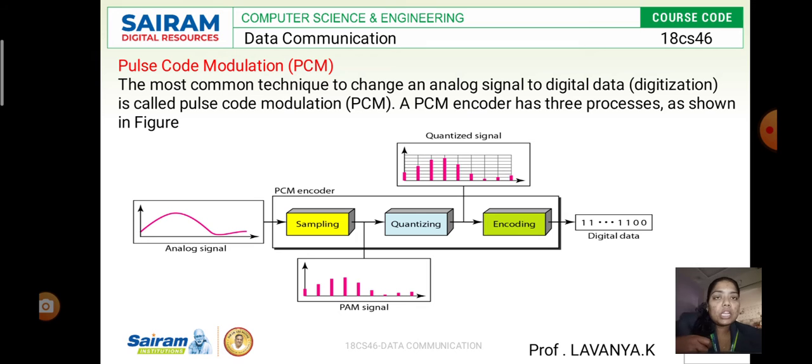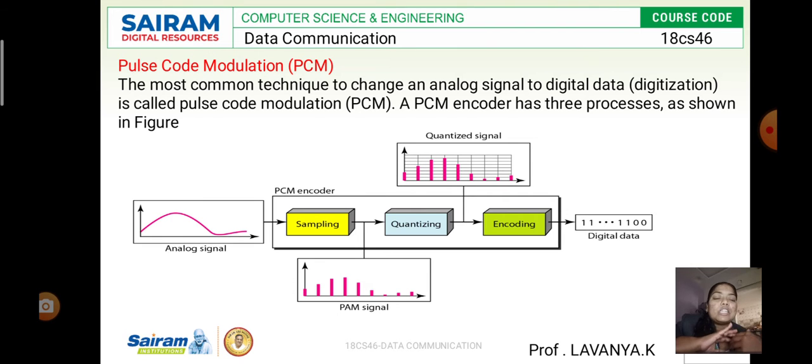Then what is pulse code modulation? Pulse code modulation changes the analog signal into digital data. Look at this diagram here: the analog signals are there, and that signal is converted into the form of digital data, that is zeros and ones. This process we call the PCM method, that is, the pulse code modulation method.